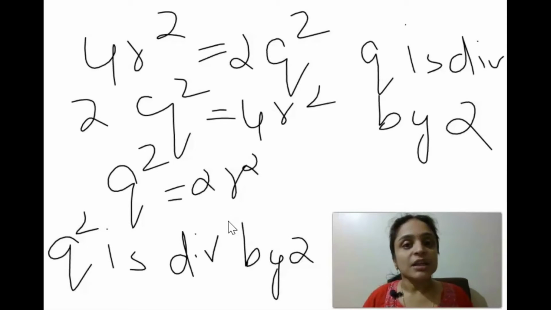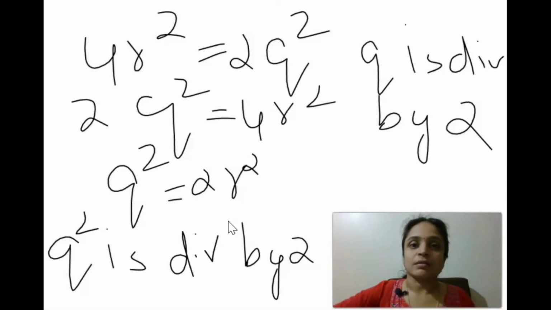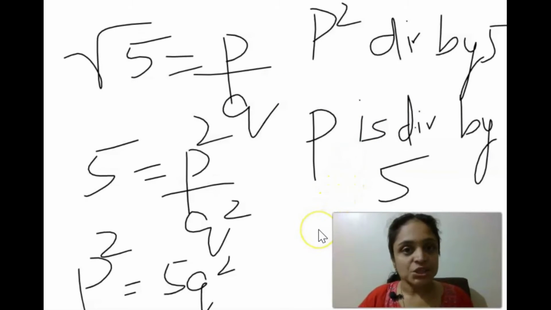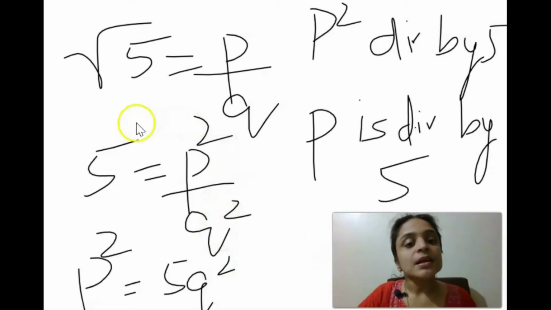Okay, now we'll prove root 5 is irrational by this method. Same method. We have to prove that root 5 is irrational. For that, first assume that root 5 is rational. So, root 5 can be expressed as p by q, where p and q are coprimes and q not equal to 0. Squaring this, you will get 5 equal to p square by q square, which means p square equal to 5q square.